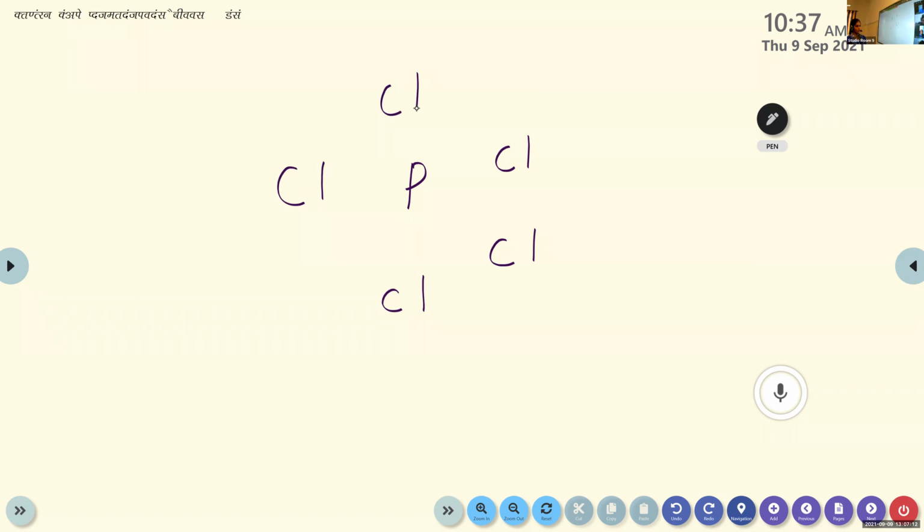Then we can form a single bond between each one. So out of 40, how many electrons are utilized for single bonds? 10 electrons, right? So the remaining is 30 electrons.